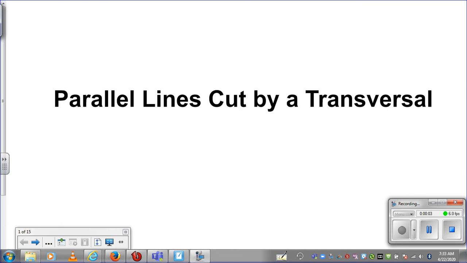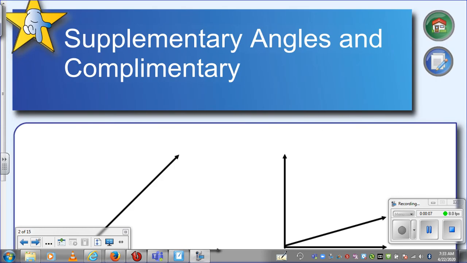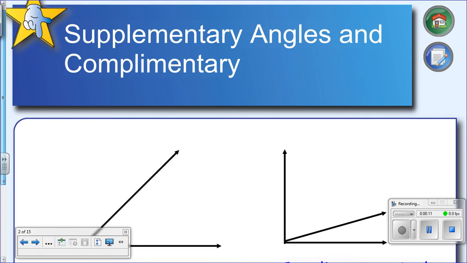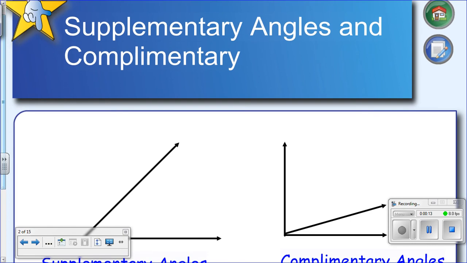Hello, in this video we're going to be looking at parallel lines cut by a transversal. So let's talk about some important angles that we already know: supplementary and complementary angles.